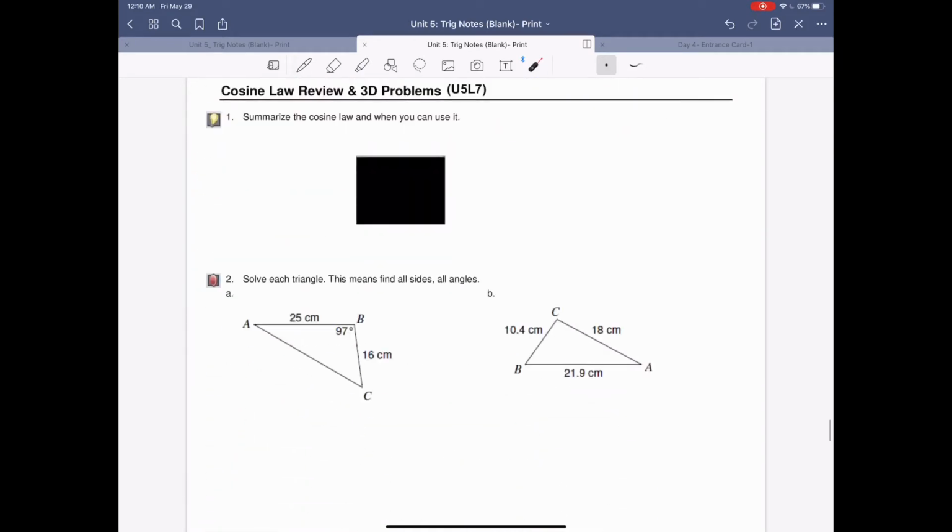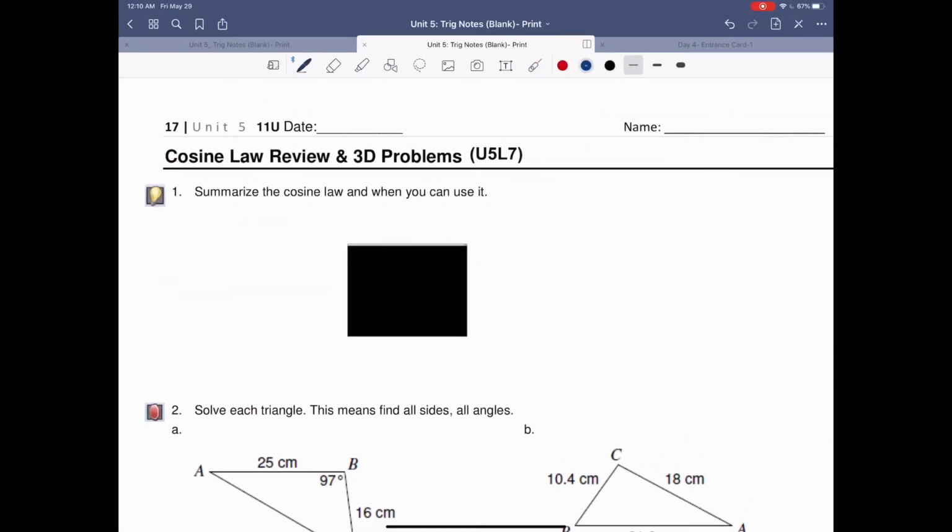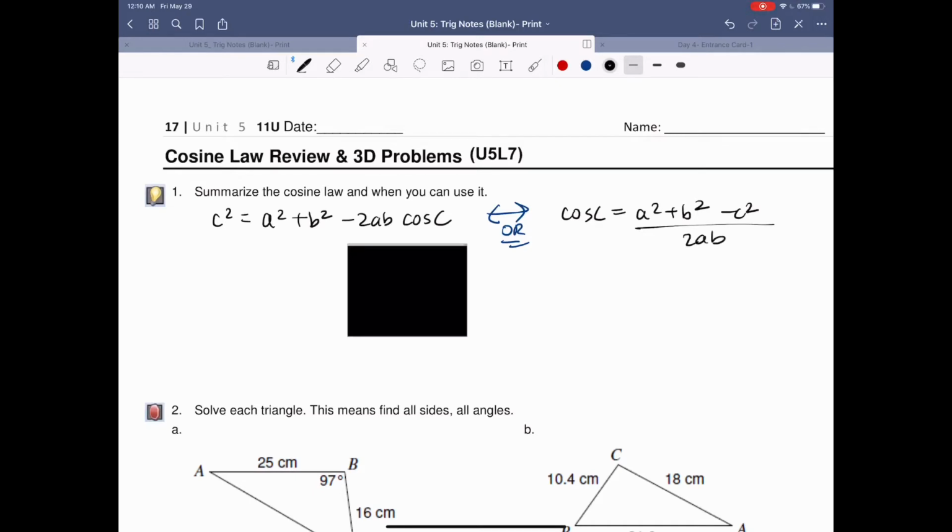For cosine law, it works a little differently, and the equation that you have for cosine law is c squared equals a squared plus b squared minus 2ab cos c. The other version of it is just isolating for cos c, and cos c is equal to a squared plus b squared minus c squared divided by 2ab. So if you take a look at the things that you need in order to solve for c, you have a side, and you have an angle.